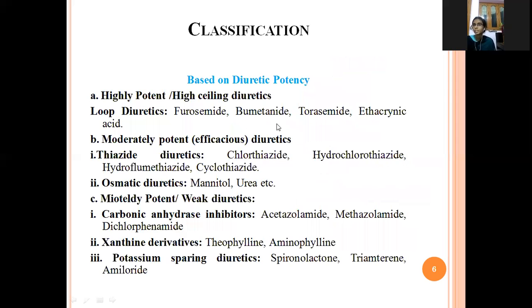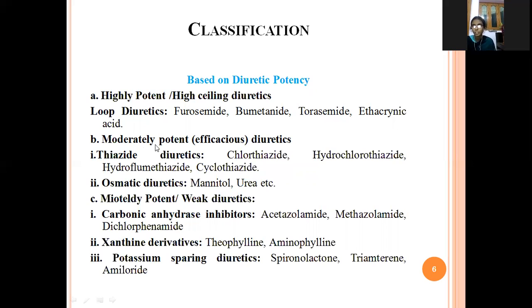So next, classification based upon the diuretic potency. Based upon the diuretic potency, first one is highly potent diuretics. In this, first one is loop diuretics. Examples are furosemide, bumetanide, torsemide, ethacrynic acid.